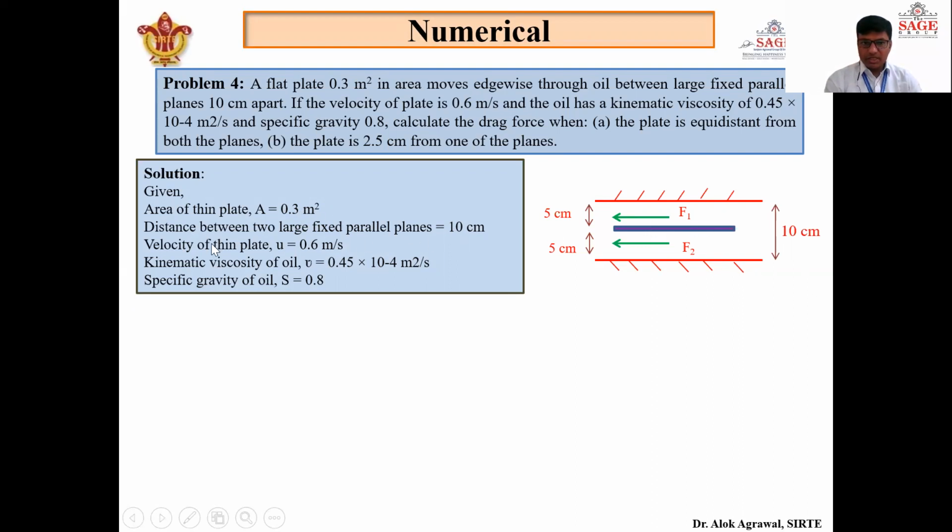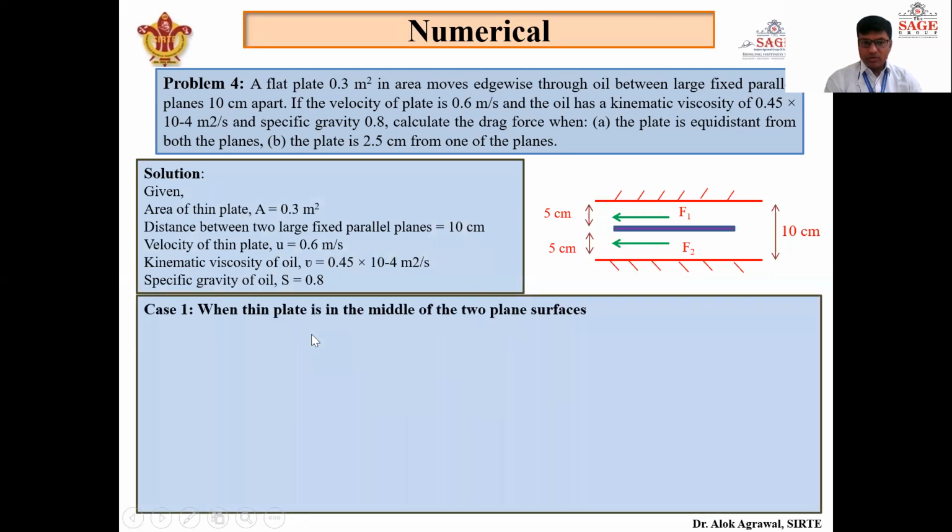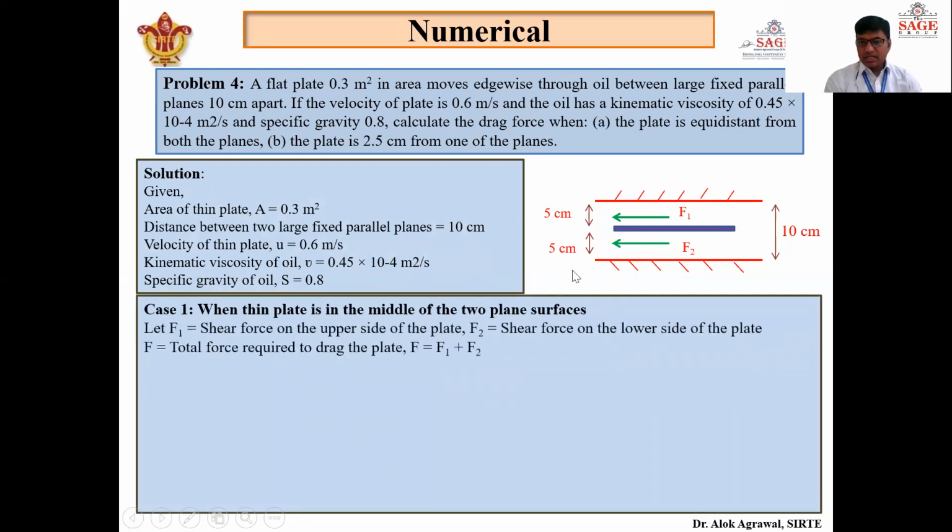The distance between the planes is 10 centimeter. The velocity of the thin plate is 0.6 meter per second. Kinematic viscosity is given. Specific gravity is given. So first, let us consider that there are two forces acting. Obviously, above this plate oil is there, and below this plate oil is there. So there will be two forces acting on this plate. Suppose F1 is the force acting on the upper side of the plate and F2 is acting on the lower side of the plate. So the total force F will be F1 plus F2.